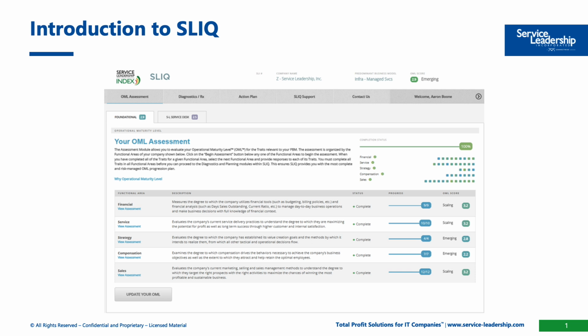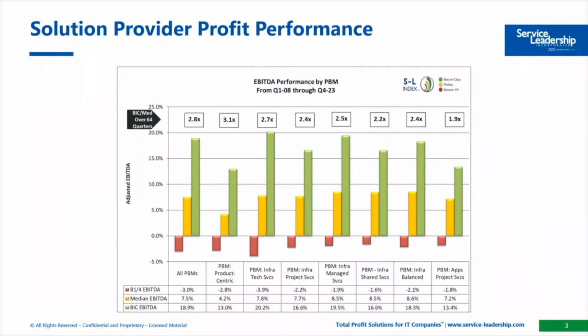But before we dive in, let's talk about why SLEEK works. Service Leadership benchmarks more solution providers each quarter than anyone else in the world. And here's a look at the results of that benchmarking across different solution provider business models over a 16-year period ending in 2023. What you see here is that top performers earn 2 to 3 times as much profit than do the median performers. And unfortunately, in every business model, the lowest performers, the bottom quartile, lose money each year.